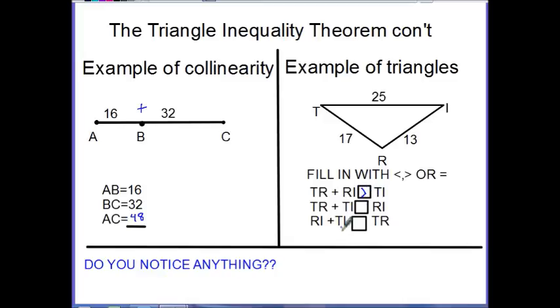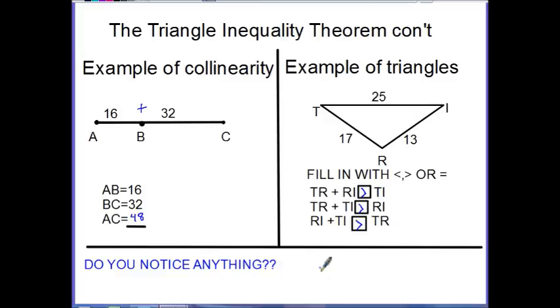Our next one, TR, which is 17, and TI, which is 25. The sum of those, is it greater than, less than, or equal to RI, which is 13? Hopefully, again, you said greater than. And the last one, RI plus TI, you should have is greater than TR.